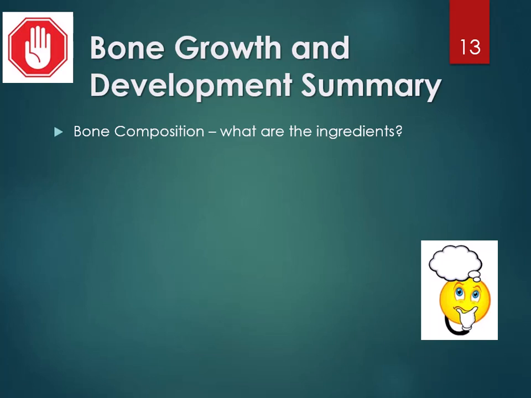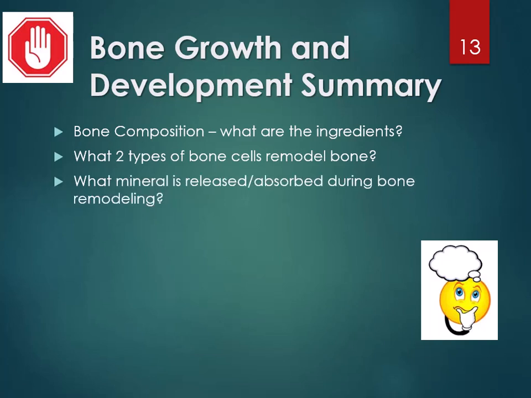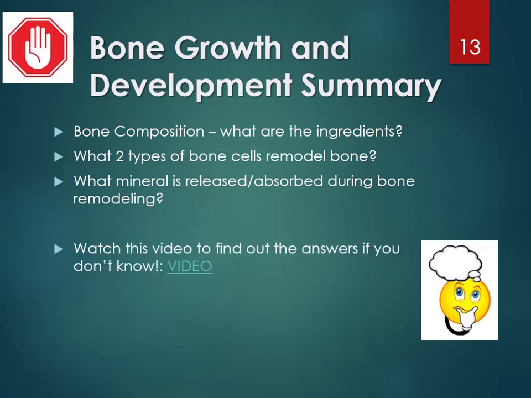All right, so in summary, what are some of the things that make up bone? Okay, you should remember this: the cells, the collagen, and the minerals. What two types of bone cells remodel bone? Osteoblasts build and osteoclasts chew it up. What minerals are released or absorbed during bone remodeling? Calcium, okay, calcium phosphate. And if you want to check some of these things out, don't be afraid to check out this link. It's a cool little video explaining some of this.